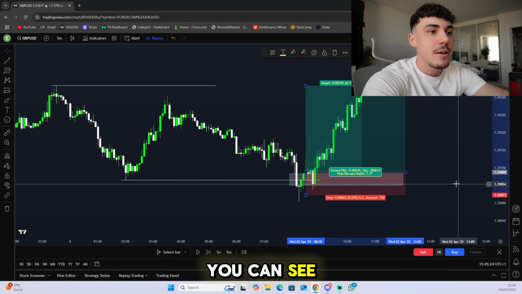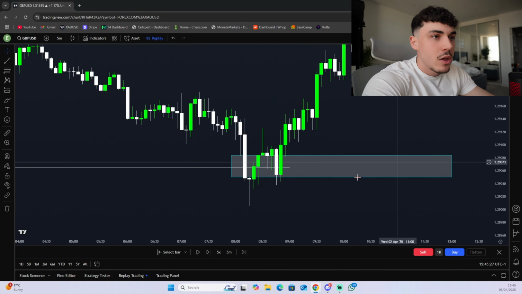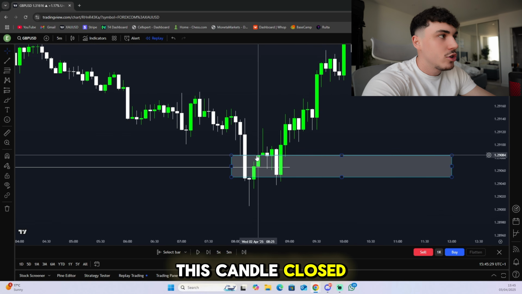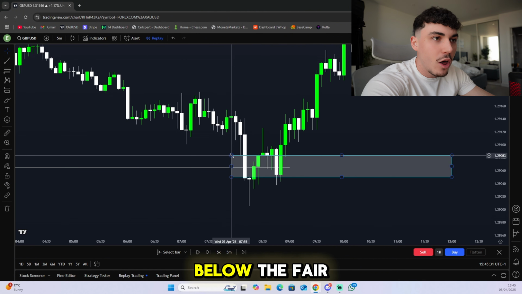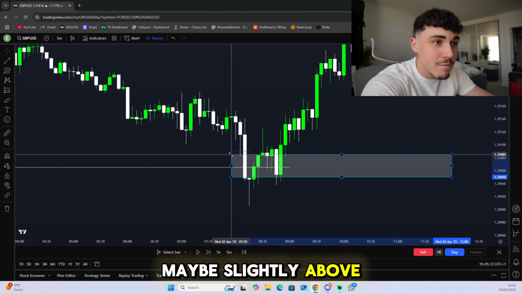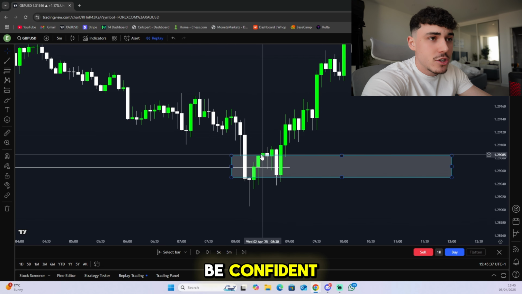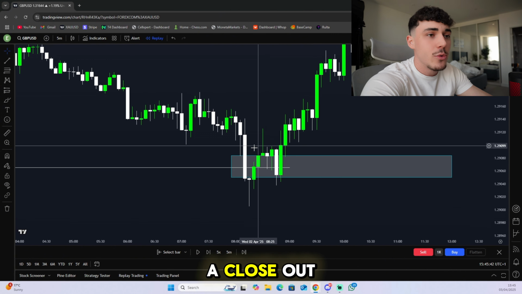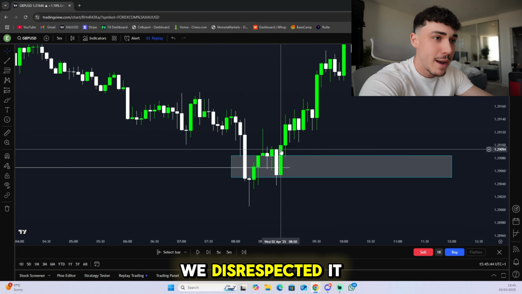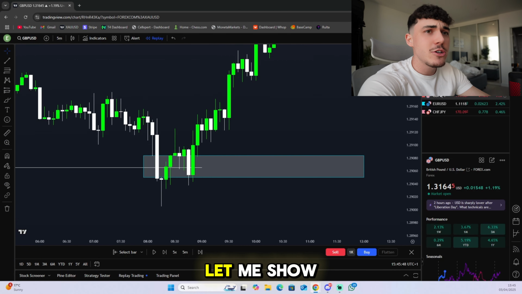Because as you can see, if we zoom in here, this candle closed just kind of below the fair value gap, maybe slightly above, maybe slightly below. You're waiting for it to be 100%. You need to be confident. So this candle here is what we would have entered off because this is definitely a close out of the fair value gap, showing us that we disrespected it. So that is when we would have entered. Let me show you one more example.